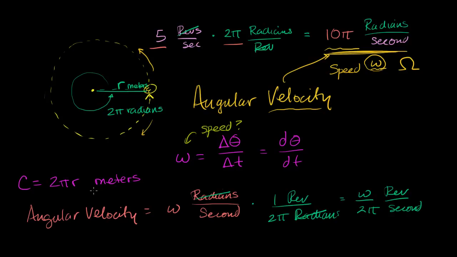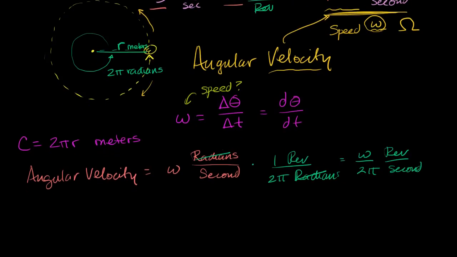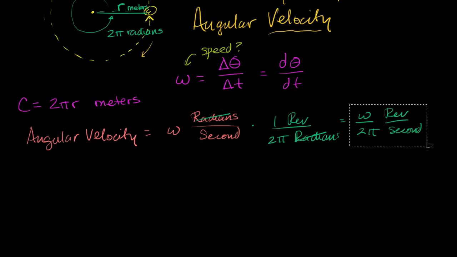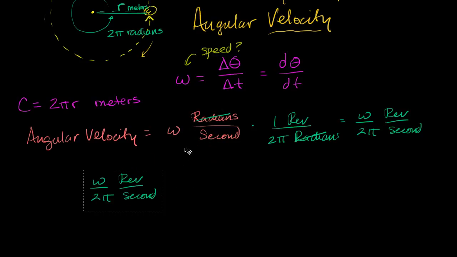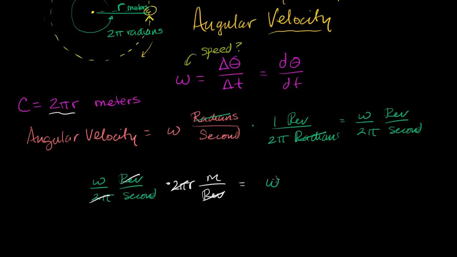But we know how many meters we get per revolution. We have 2 pi r meters per revolution. So let me write that down. Our angular velocity, in revolutions per second, is omega over 2 pi revolutions per second. Omega is in radians per second. Let's multiply that by something to convert this into meters per second. How many meters do we have per revolution? We travel our whole circumference per revolution, so 2 pi r meters per revolution. The 2 pi cancels out with the 2 pi, and you end up getting omega times r meters per second.